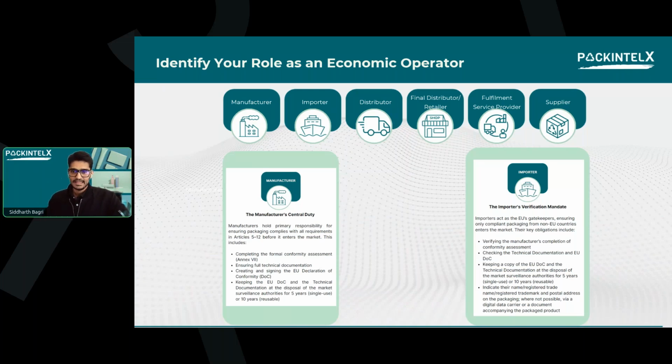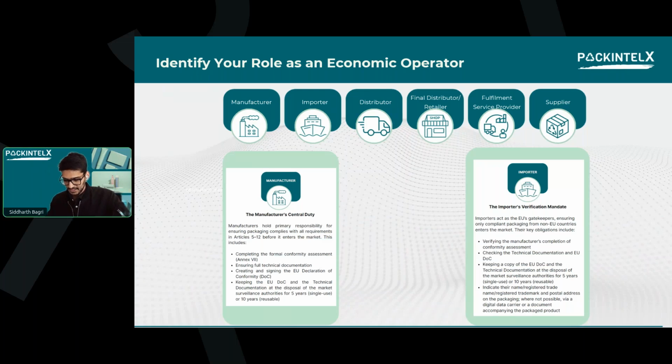I'm not going into each and every economic operator. This is just to give you an understanding that the first step towards compliance is understanding your role and obligation. Then there is the distributor, let's say a distributor based in the EU, the final distributor or retailer, which from the name sounds like the company selling directly B2C. Fulfillment service providers, such as Amazon, are one example in certain cases. And last, not the least, is the supplier.